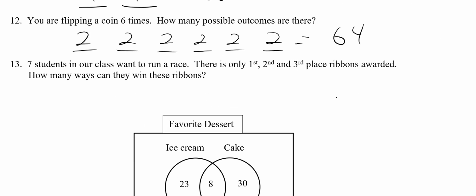7 students in our class want to run a race. There's first, second, and third. Again, we're doing the slot method. So 7 kids. If one person gets first, then there's only 6 left to get the next 2 places. Then somebody wins second place, and there's only 5 left to get third place. So you multiply that out, and we get 210.